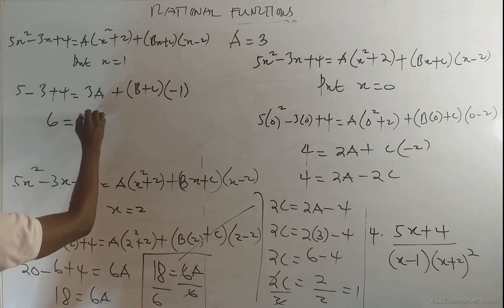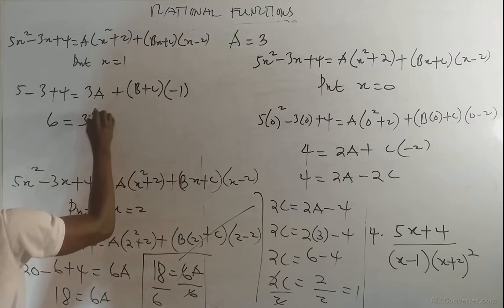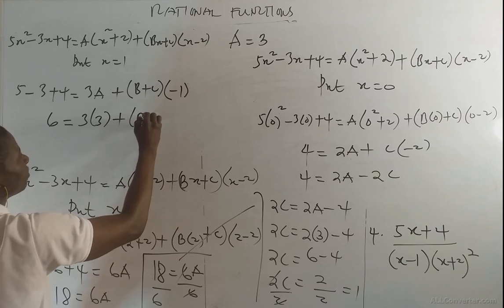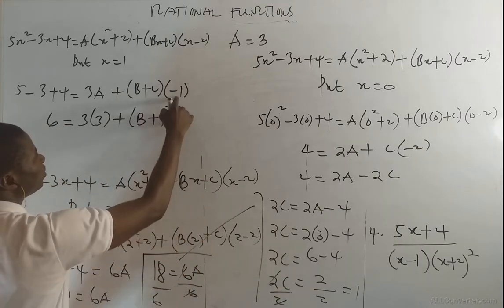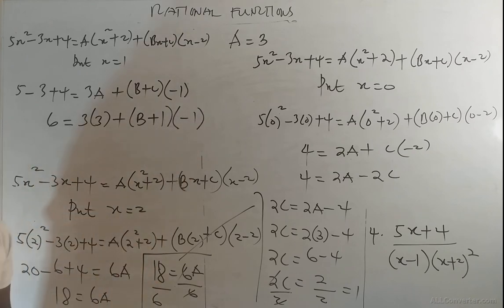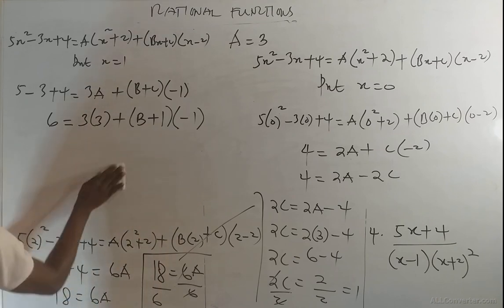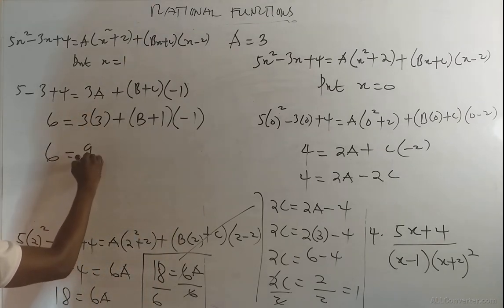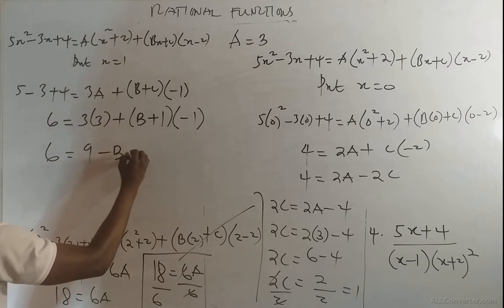Then we have 3A. And don't forget that the A is now 3. So it is 3 times 3. Plus we have B. B is not known. But C is known. C is 1. So we have plus 1. Take note that we are multiplying by minus 1. Okay, so we simplify. We have 6 on the left. 3 times 3 will give us 9 here. The minus 1 times B will give us minus B. Minus 1 times minus 1 will give us minus 1.